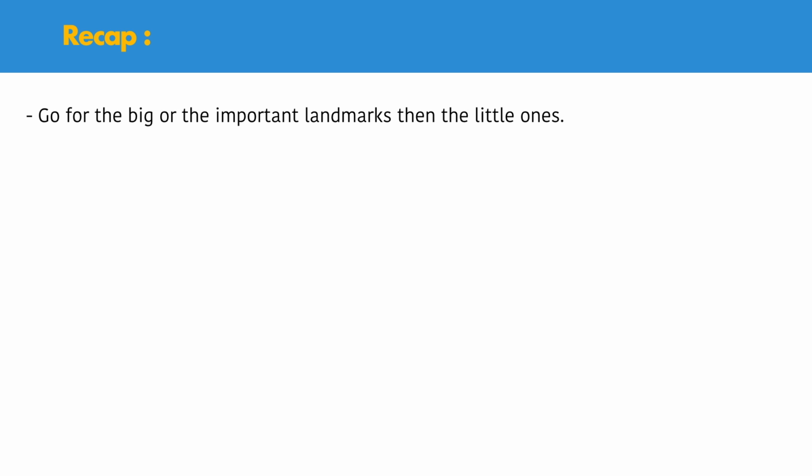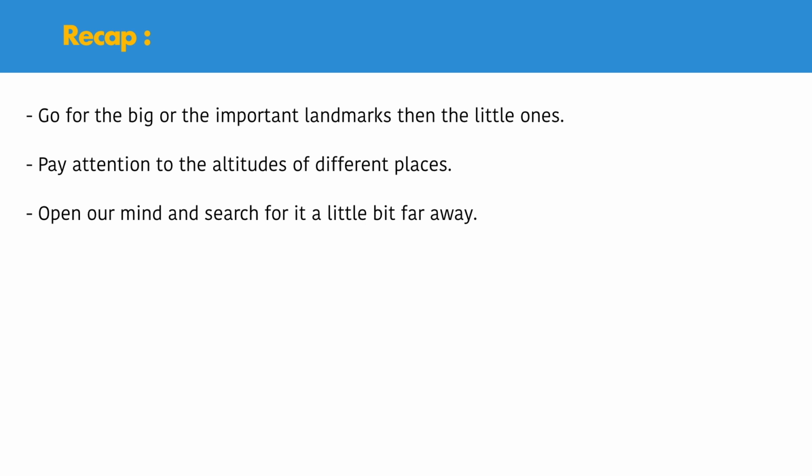This is how we match our topographic map to the landscape. We go for the big or the important landmarks, then the little ones. Other than that, we pay attention to the altitudes of different places to know what we can see and what we can't. And if we don't find a landmark in a place that we think it's supposed to be on, we open our mind and search for it a little bit far away.